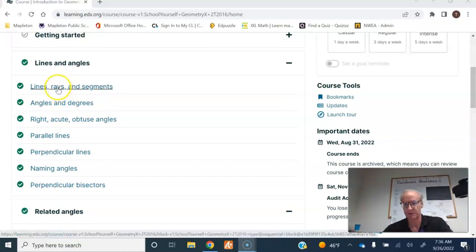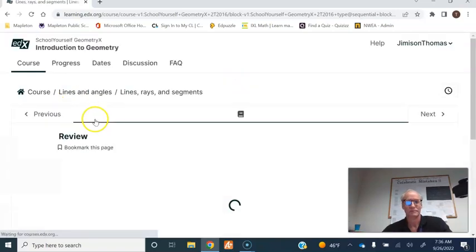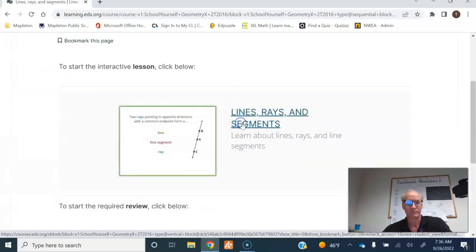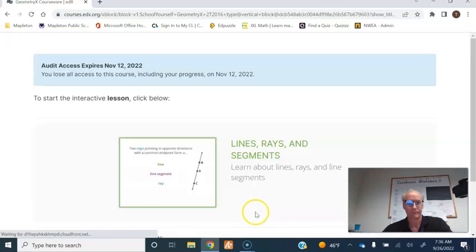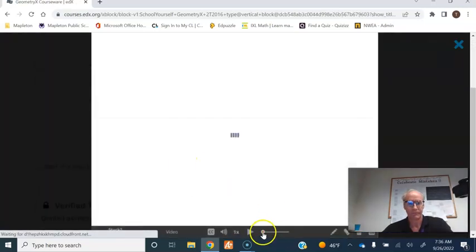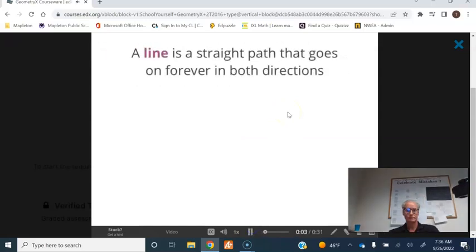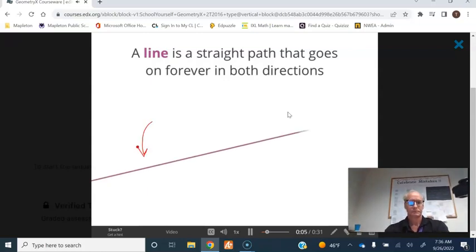We start with lines, rays, and segments. And of course, we always push the play. A line is a straight path that goes on forever in both directions. So here's an example of a line. It goes on forever in this direction, and it goes on forever in this direction. Since it's impossible to draw a line that goes on forever, lines are usually drawn with arrowheads on either end. So when you see an arrowhead in geometry, that means this continues on forever in this direction.